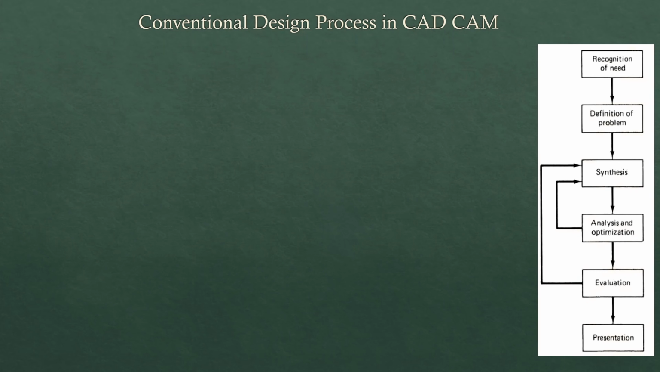Today we are going to see the conventional design process in CAD CAM. So there are a total of 6 stages in the conventional design process. The first stage is recognition of need. You can see the figure on the right hand side which shows the first step as recognition of need.